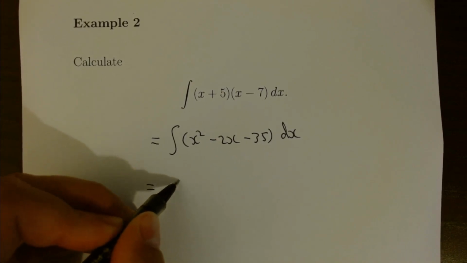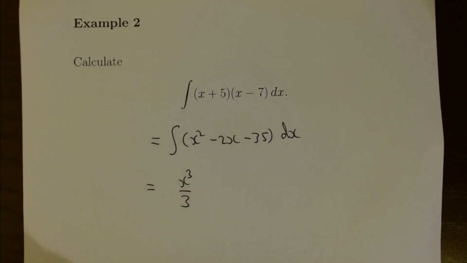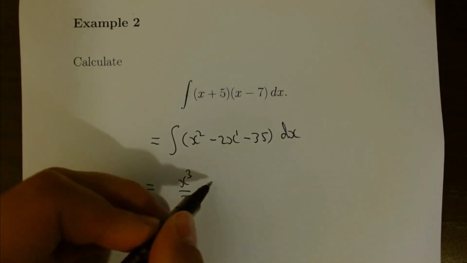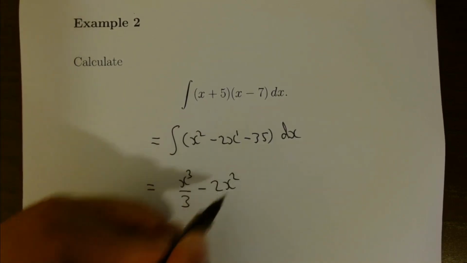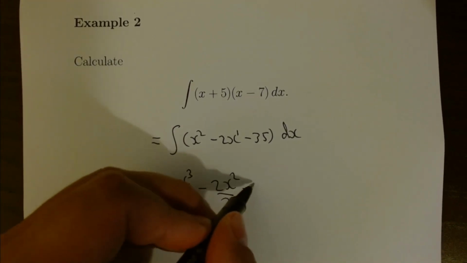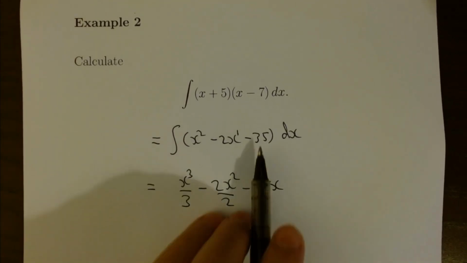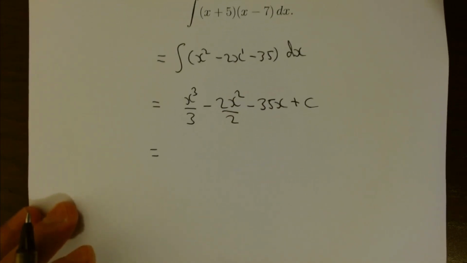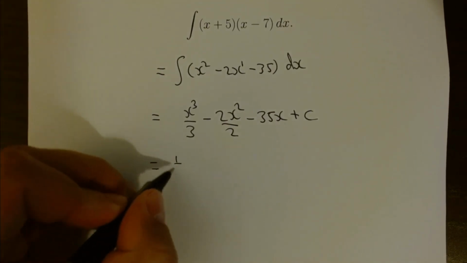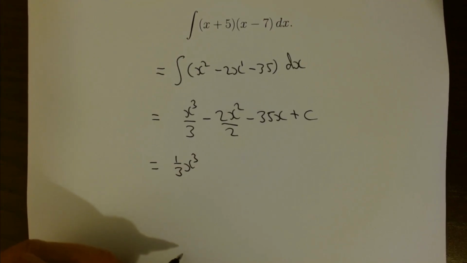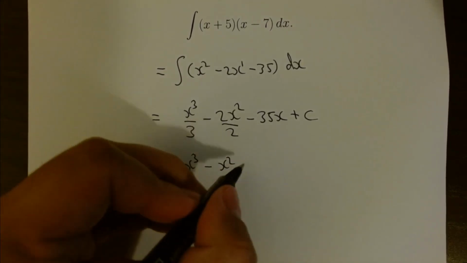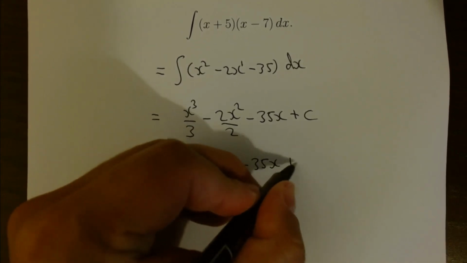So we get x cubed over 3 minus, put the 1 there, minus 2x squared over 2, and minus 35x, because that's the constant term, becomes 35x, and a plus c. And then we simplify. That gives you 1/3 x cubed minus x squared, because the 2's cancel, and minus 35x plus c.